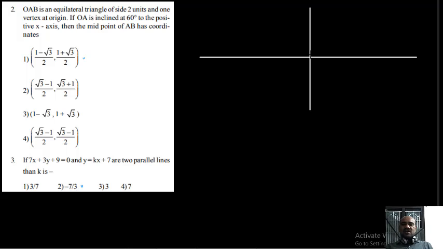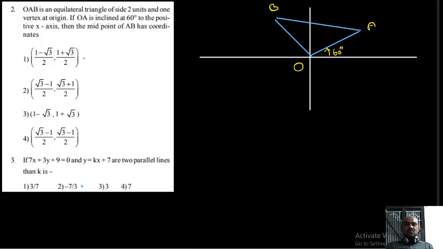So I want to draw the triangle first. This is the equilateral triangle. This is O, this is A, this is B. It is clearly given that OA makes an angle of 60 degrees with the x-axis in the positive direction. So the inclination of OA is given as 60 degrees.